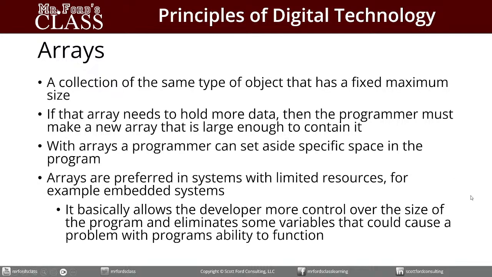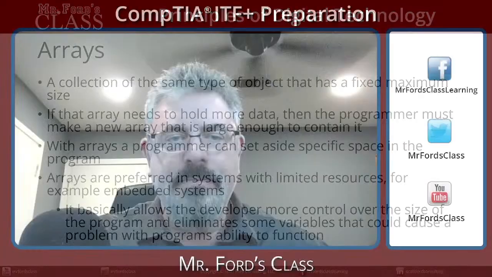An array is a collection of the same type of object that has a fixed maximum size. So, for example, what did we just say? It's the same type of object that has a fixed maximum size. Let's say I want to count the number of pies I have.